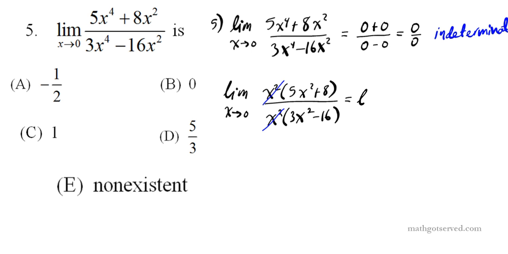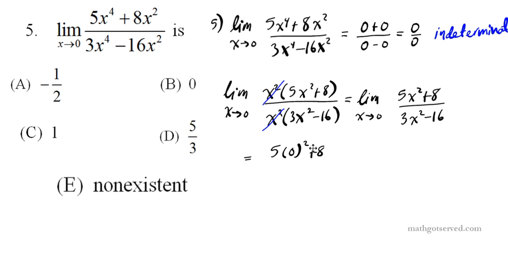So this limit becomes the limit as x approaches 0. Now we've taken out the removable discontinuity. Let's see if everything is fine here. So now we can substitute again. We have 5 times 0 squared plus 8 divided by 3 times 0 squared minus 16. That leaves us with 8 over negative 16. Final answer is negative 1/2. Answer to number 5 is option letter A.